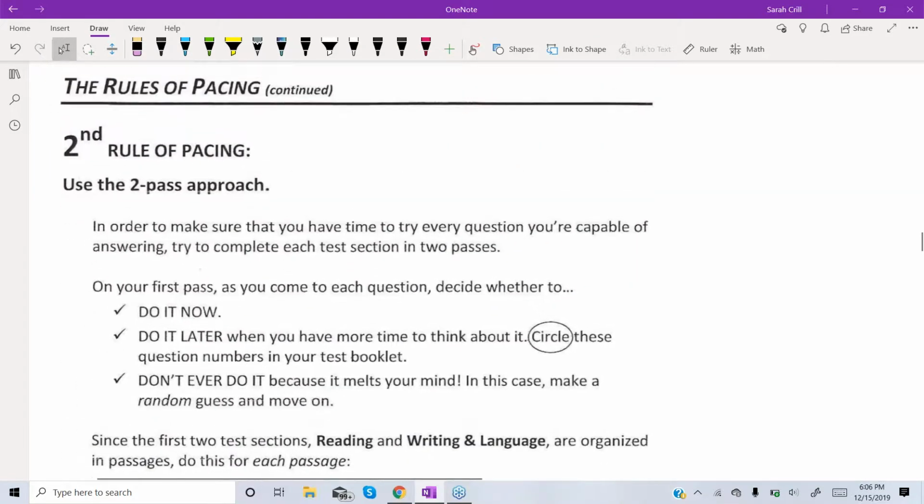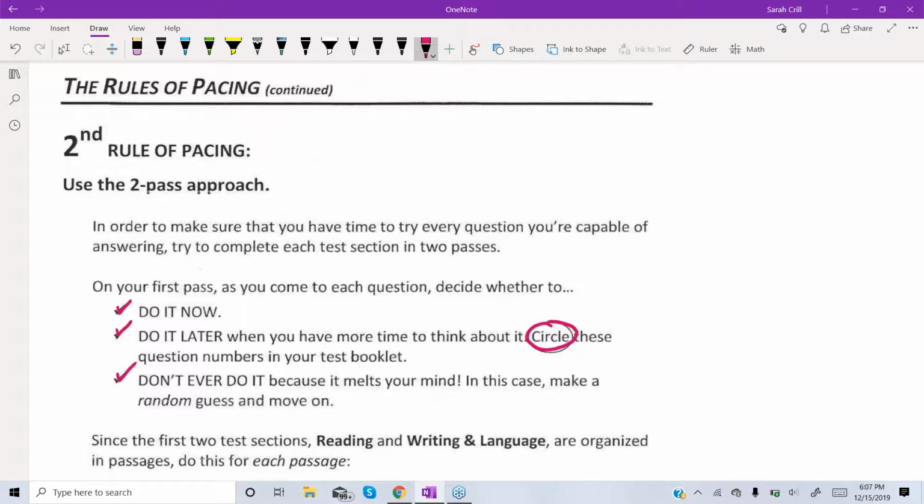Okay, so there is something that we call the two-pass approach. So on your first pass to each question, you decide whether you're going to do it now, do it later, or don't ever do it because you really don't think that you will ever understand it. So the questions that you do now, they're done, you don't have to worry about them. The do it later questions, you want to make sure that you circle those question numbers in your test booklet so that you know you have to go back and answer them. So the don't ever do it questions, you can leave till the end and guess all the same letter.